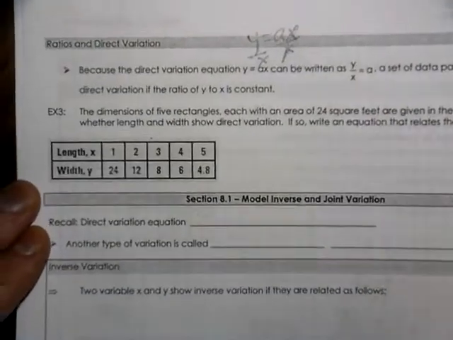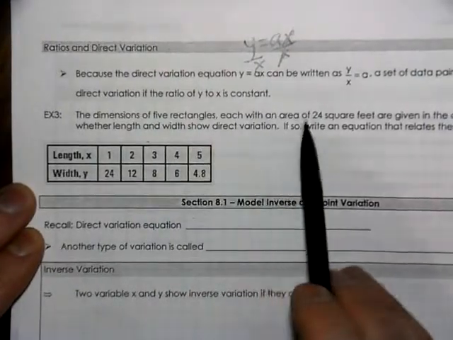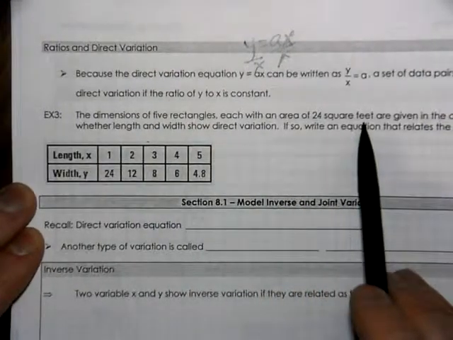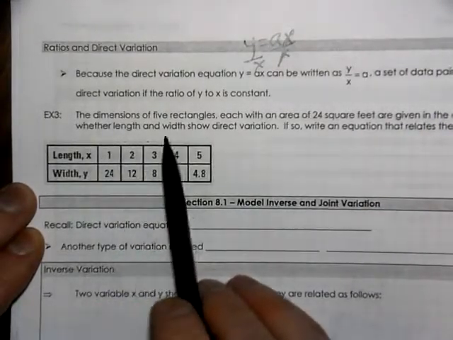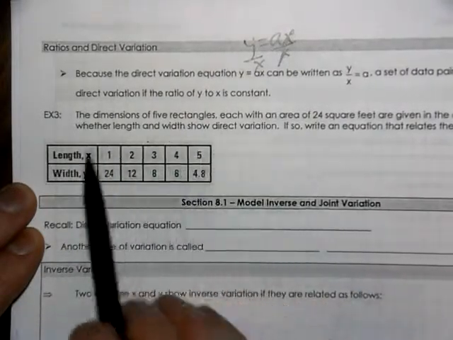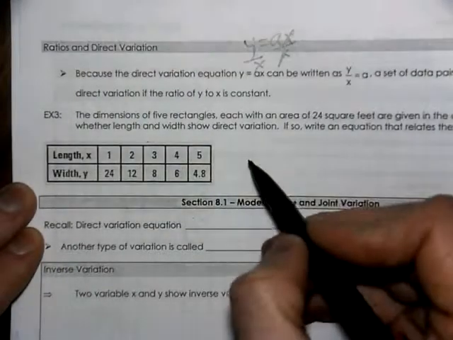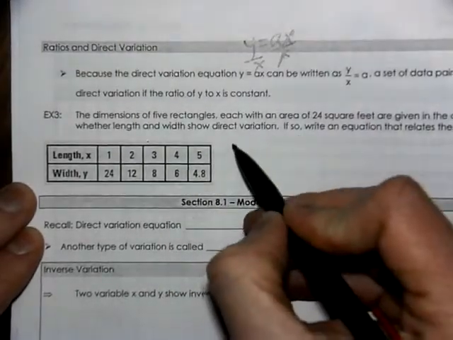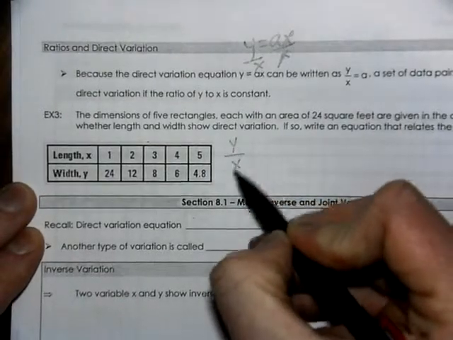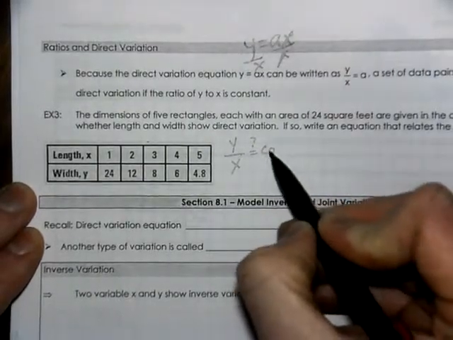So when we look at this example, the dimensions of 5 rectangles, each with an area of 24 square feet, are given in this chart. Show whether the length and the width show direct variation. Is this a direct variation? When you plot it out, will it go through (0, 0)? There's another way to think about that. So we're going to take our y divided by our x, and does it equal a constant?